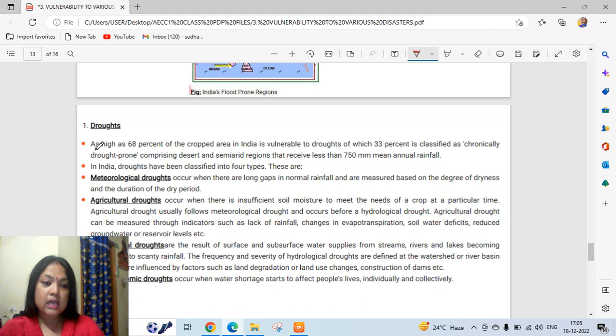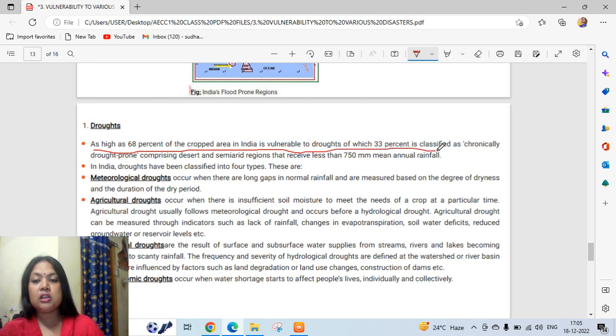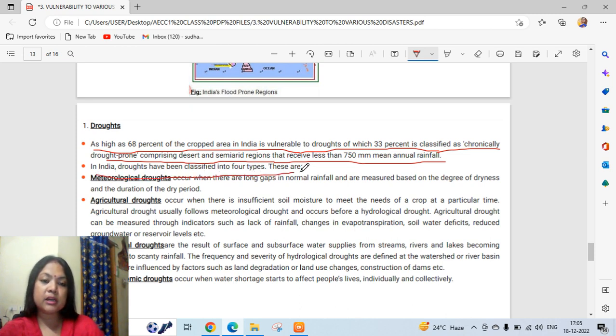So droughts: as high as 68% of the crop area in India is vulnerable to droughts, of which 33% is classified as chronically drought prone, comprising desert and semi-arid regions that receive less than 50 mm mean annual rainfall. Okay, and in India, droughts have been classified into four types. What are these? Meteorological drought, then agricultural drought, okay, then hydrological drought and socio-economic drought.